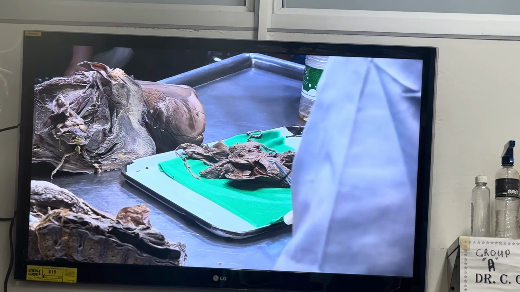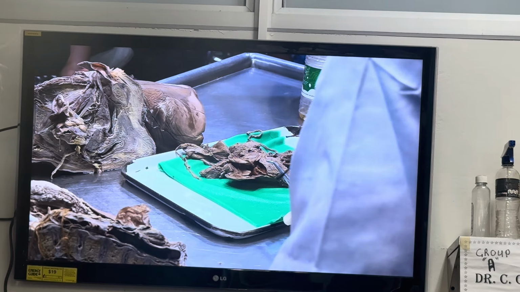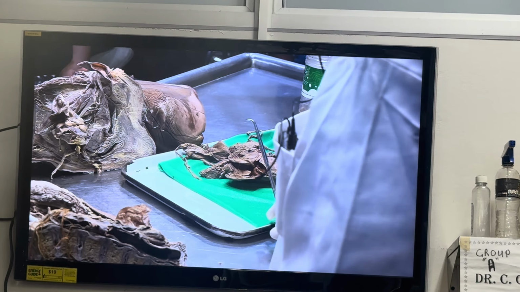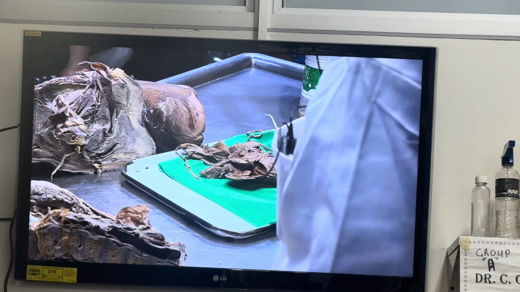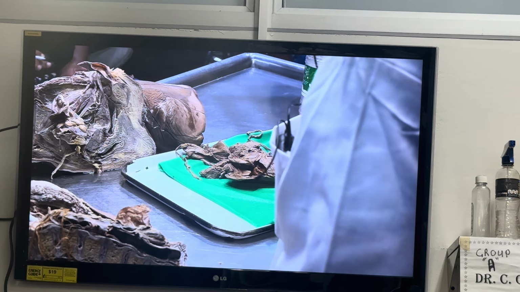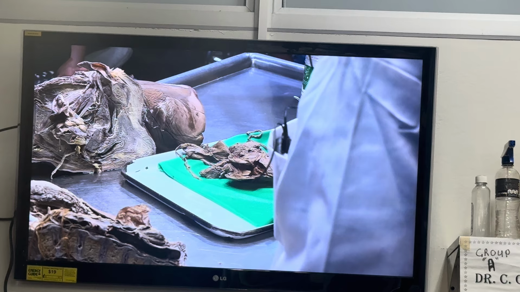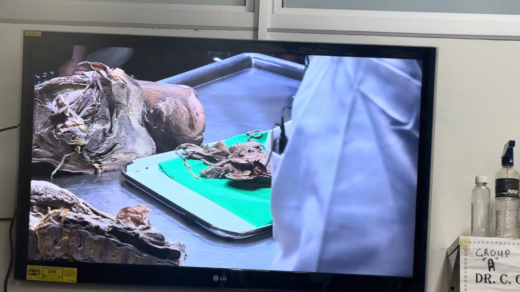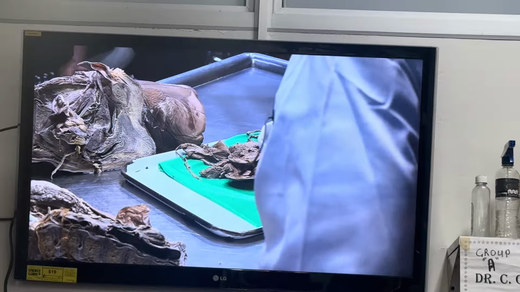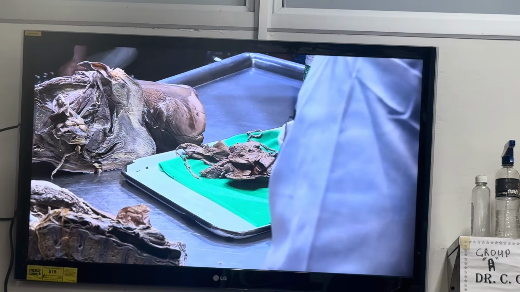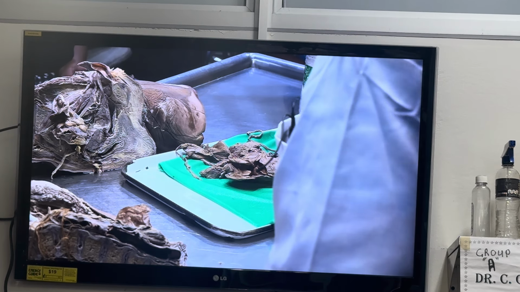Now, the arterial supply of the uterine tube is... Campion. You know, any other Campionites with you? Present day.